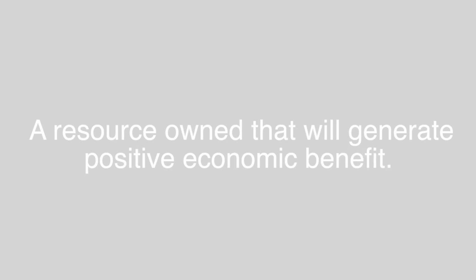Let's do it. First, let's define our term. So what is an asset? An asset is a resource owned or controlled by an individual, a corporation, or government with the expectation that it will generate a positive economic benefit. And so common types of assets can include current, non-current, physical, intangible, operating, and non-operating.